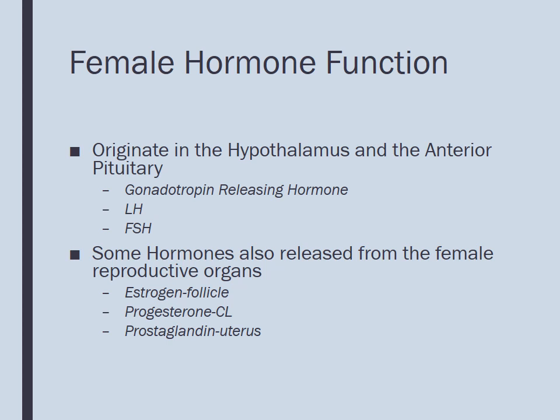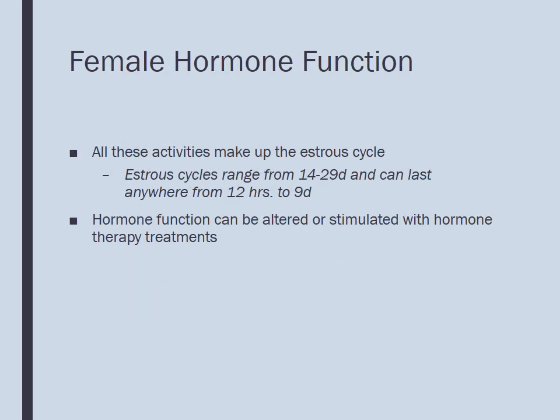And we'll look at a diagram here. Again, all these activities make up that cycle. Again, the range is 14 to 29 days, and we can have the estrus behavior anywhere from just a few hours, and I listed 12 on the slide, but some of you that have dairy cattle know it might be just a couple, especially when it's hot, all the way out to 9 days. Like horses can exhibit estrus for about a week at a time. But hormone function can be altered, can be stimulated, whether it's via hormone therapy, whether it's via nutritional impact or whatever.